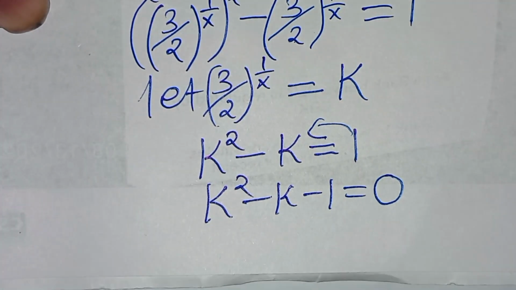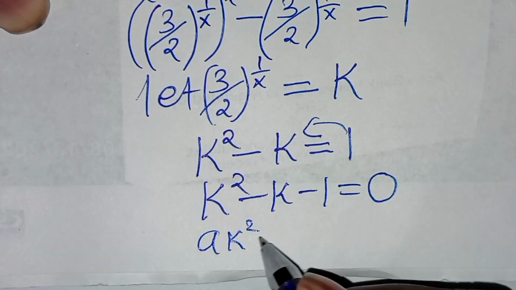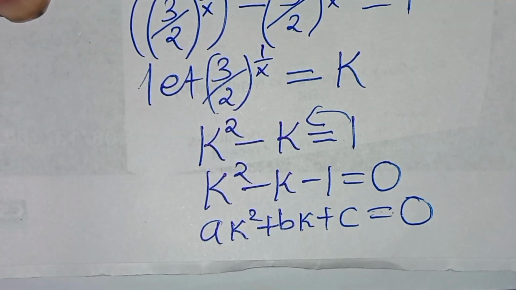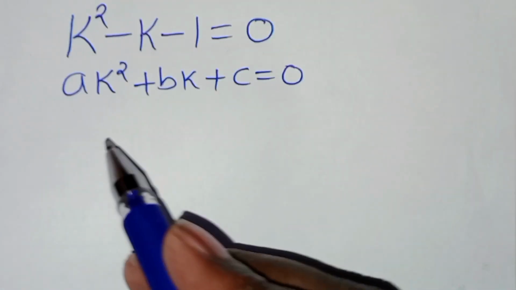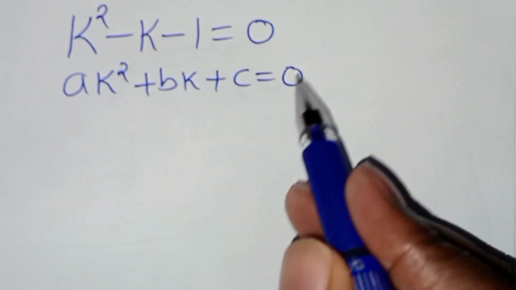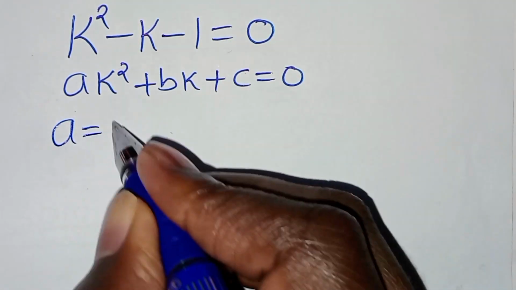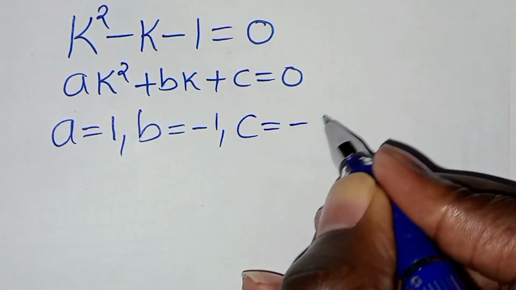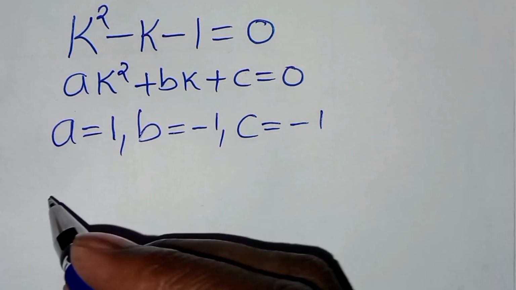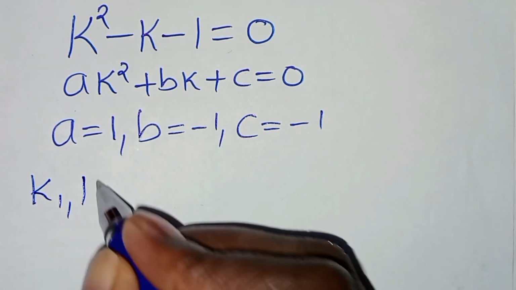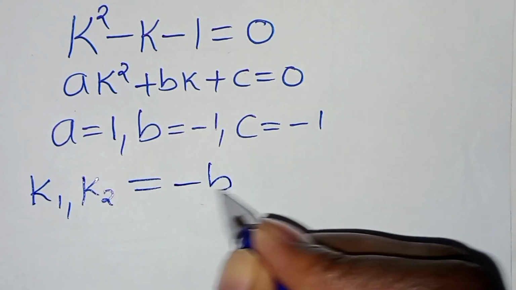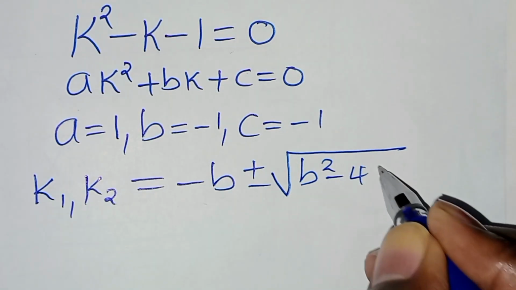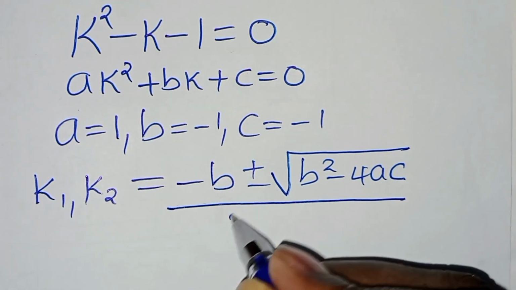So this is a quadratic equation of the form ak squared plus bk plus c equal to 0. So a is equal to 1, b is equal to minus 1, then c is equal to minus 1. So applying the quadratic formula, k1, k2 is equal to minus b plus or minus the square root of b squared minus 4 times a times c, over 2 times a.